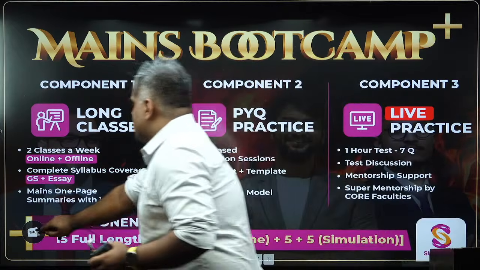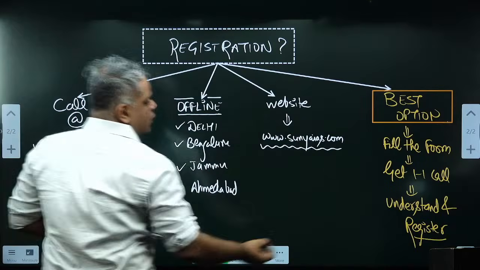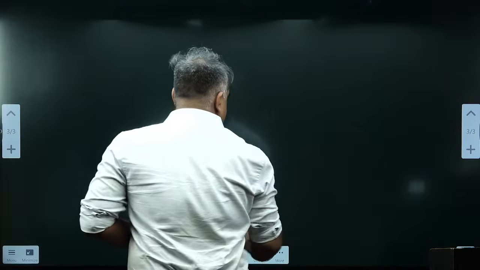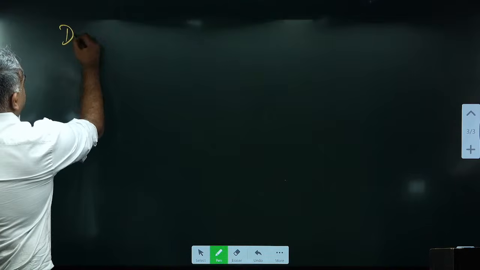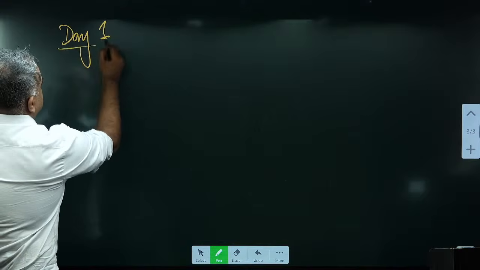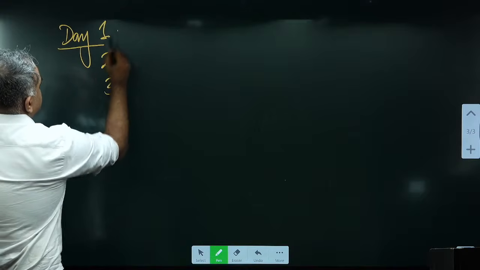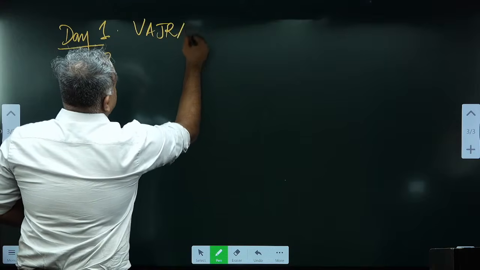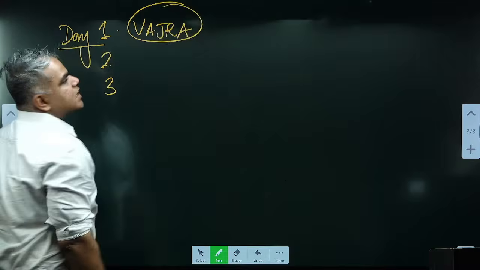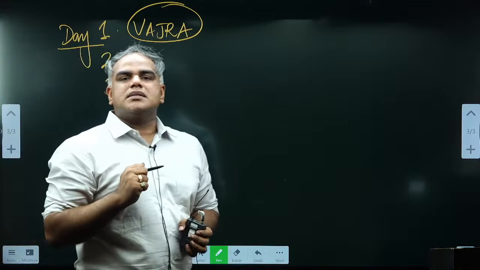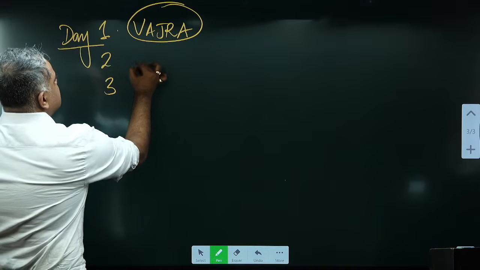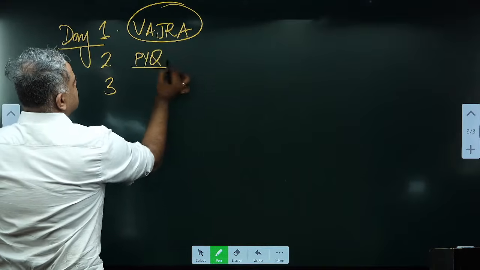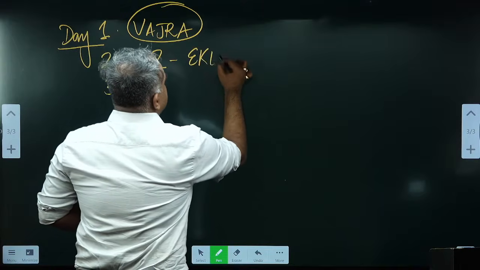Now, I'll also just visually try to explain to you how this would look like. So you have your day one. So day one, the mains classes, you have our very famous Vajra classes. These are your mains day-long classes, right? Second is the PYQ practice, which is the Eklavya batch.